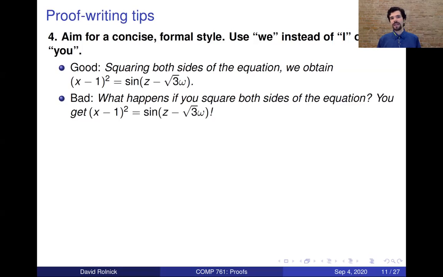Generally do present tense. So I wouldn't do "we squared both sides of the equation." I would do "we square both sides of the equation to get..." Rather than "we squared both sides and we got to this," you shouldn't do that. So yeah, present tense, I guess.